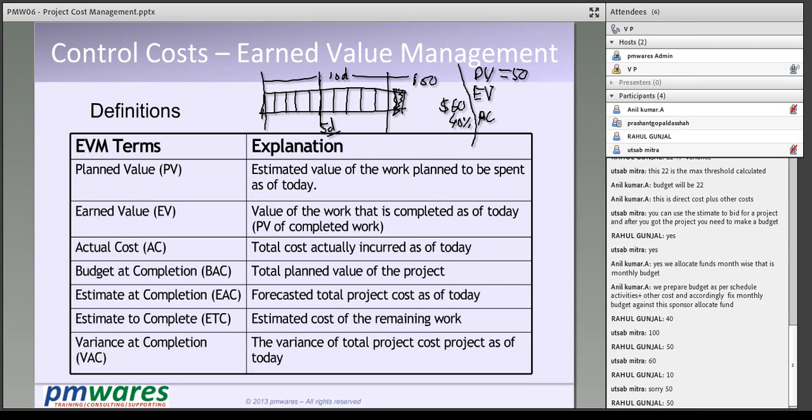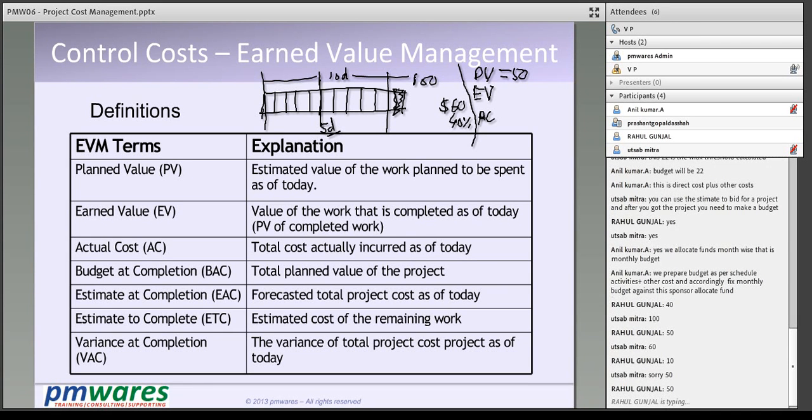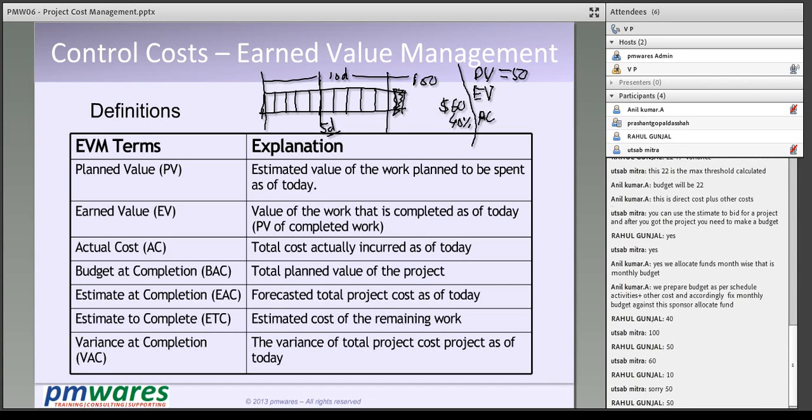What is the specialty about earned value management is that it converts everything into dollars and then compares. So the achievement, planned, and actual cost are all converted into dollars. So I have completed 5 days, and in 5 days I have to achieve the work of 5 days, and 5 days of work cost me $50, and therefore PV is $50.